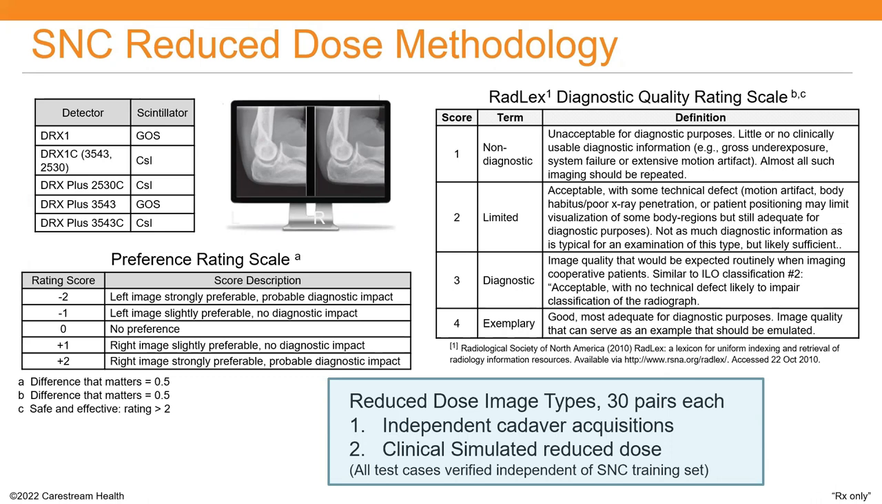2 types of reduced dose images were included in the study. Independent cadaver acquisitions across a range of dose reductions were used for the Plus family of detectors. Clinical reduced dose images were simulated at prescribed dose reduction levels, which were dependent on scintillator type for all detector types. Noise simulation was used because of the obvious desire to minimize double exposing of subjects.